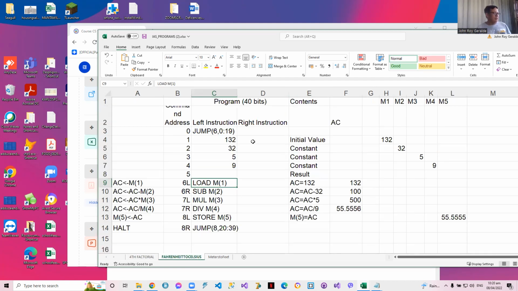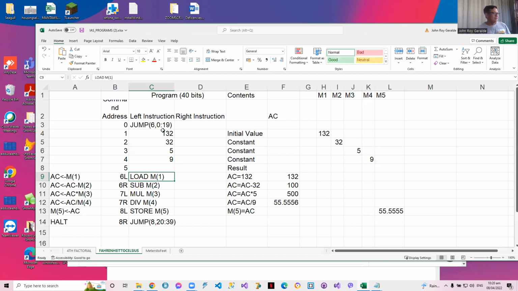Okay, Fahrenheit to Celsius. It's the same logic, right? We'll just have a jump here. Jump to the left. Next meeting, we will discuss looping. So 132 is in M1, 32 is in M2, 5 is in M3, and 9 is in M4. And our result will be in M5. So we jump from 0, we jump to this.